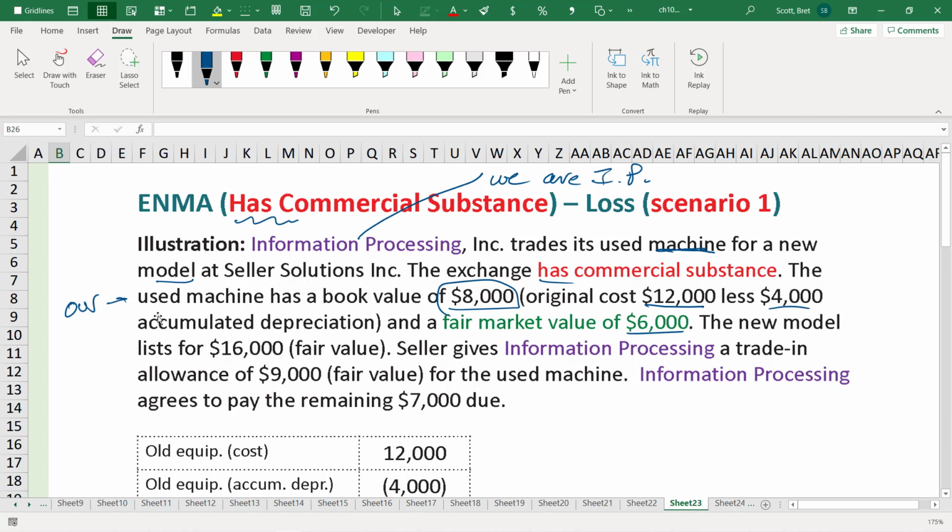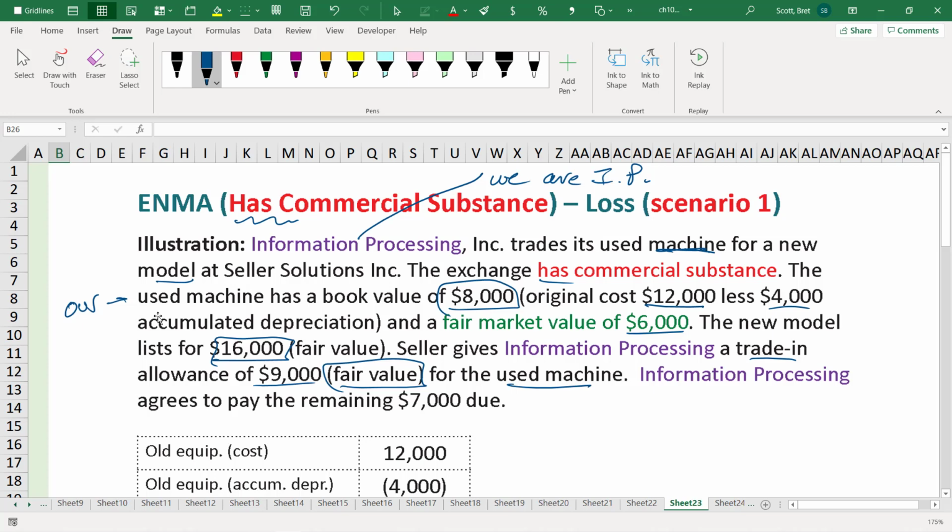The new model that we're getting has a list price of $16,000, which means that that's what the seller is offering to all parties. So that's one of the ways we can say it has commercial substance. This is an objective transaction. Arm's length transaction is another way of saying objective transaction. The seller gives us a trade-in allowance of $9,000. That's the fair value of what our used machine is to the seller. And granted, that's different than our fair value, but let's go through and analyze all these numbers in a second.